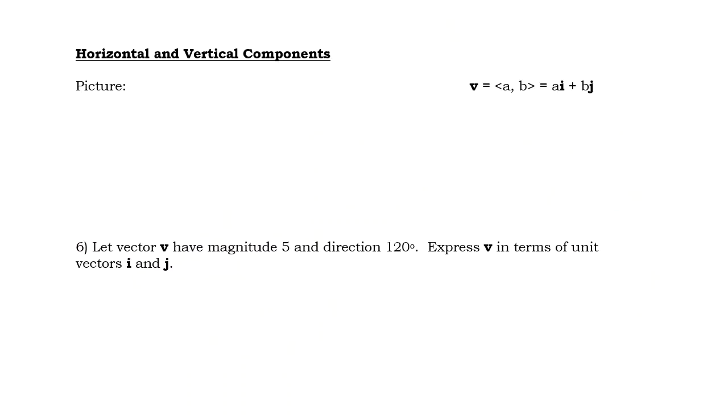So speaking of components, let's say I have the vector ⟨a, b⟩. I could visualize that as, let's draw this vector. Let's say this is vector v, and it has components a, b. Well, I could visualize that as a right triangle with this side length being a and this side length being b.